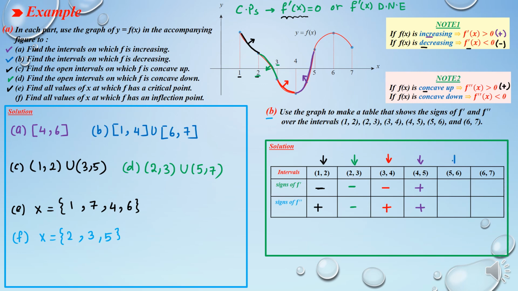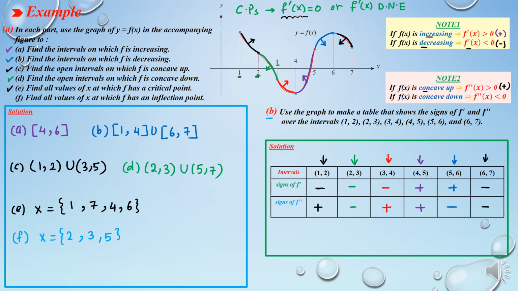For the interval from 5 to 6, as you see, the function is increasing, which means f prime is positive, and the function is concave down, and this gives a negative sign for f double prime. And for the last interval from 6 to 7, you can see that the function is decreasing, so f prime is negative, and the function is concave down, which means f double prime also is negative.